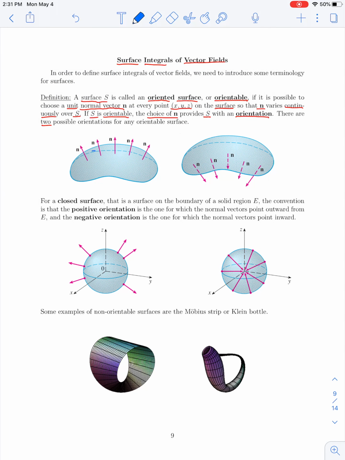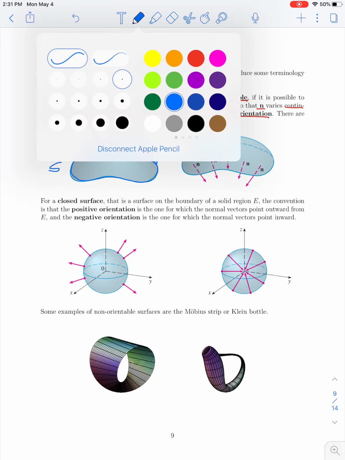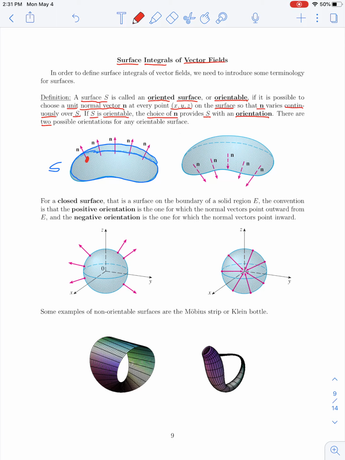So let's suppose that we have some surface S shown here in blue. So this is our surface, we'll call it S. This is said to be an orientable surface if for every point that lies on this surface, I am able to choose a unit normal vector, that is a vector n, which is normal to the surface. That is, it's the normal vector to the tangent plane of that surface at any point. And this normal vector varies continuously over that surface S.